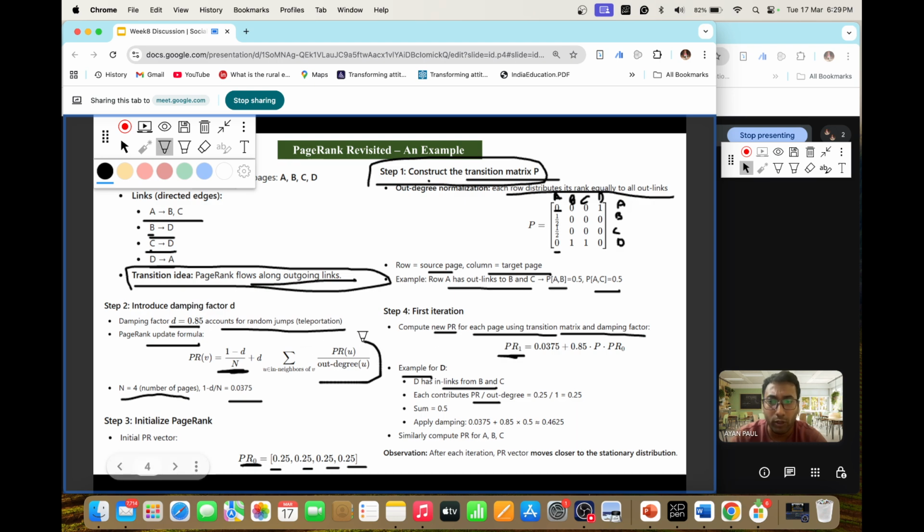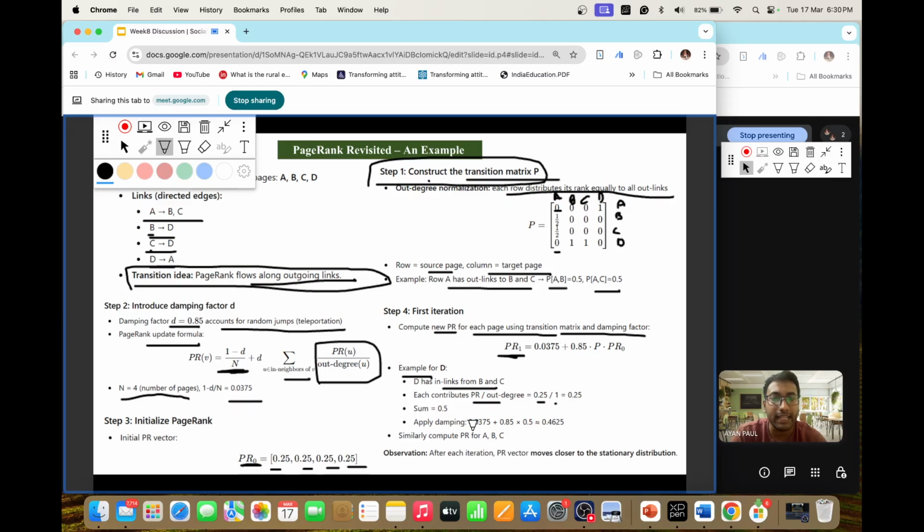We are talking about this part: PR(U) by out degree of U. The out degree of D here is 1, so that is why we divide by 1, so 0.25 by 1. But we have to do the sigma, that is, over all the neighbors or all the inlinks. D has two inlinks, B as well as C. So B will give 0.25 by 1 and C will give 0.25 by 1. If we add up 0.25 and 0.25, that becomes 0.5.